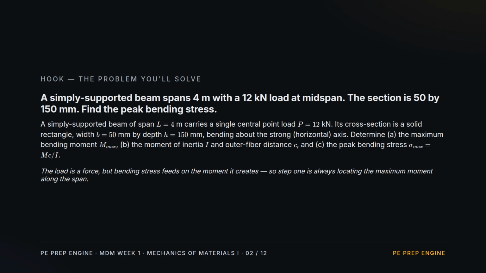Notice the load is a force, but bending stress feeds on the moment. So the first move is always finding the maximum moment.